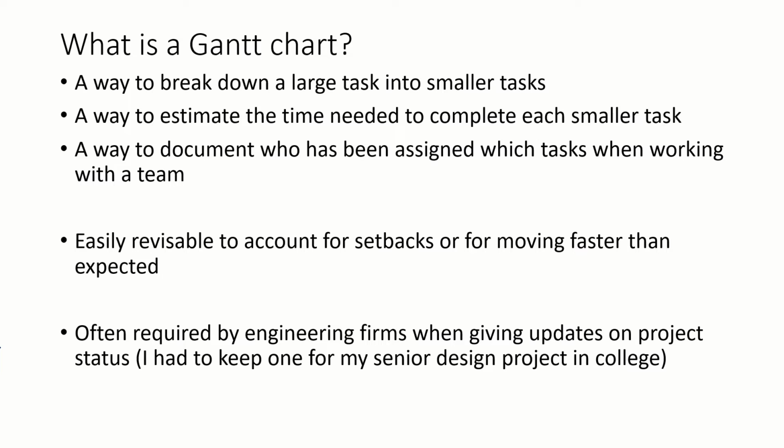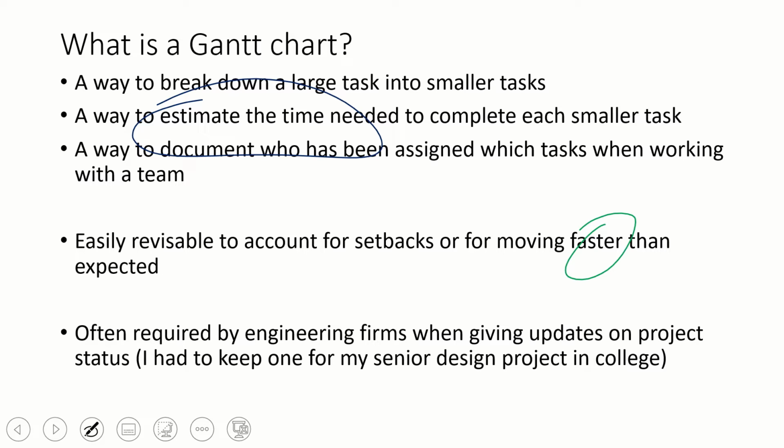A Gantt chart should be easily revisable to account for setbacks or for moving faster than expected. We've got an estimate of the time that's needed to complete the task, but we know that things happen and sometimes your estimated time ends up being too little and you have to make adjustments, or you might get something done a lot faster than expected, in which case you can add some tasks. You can look at making your project better or more thorough.